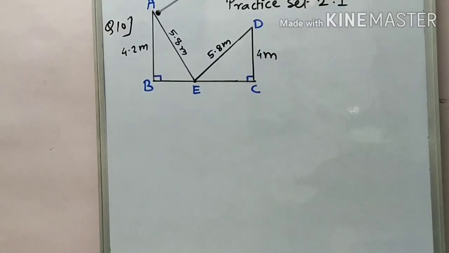4.2 meters. Okay, so according to this Pythagoras theorem we find EB and EC. Okay, so pay attention over here.